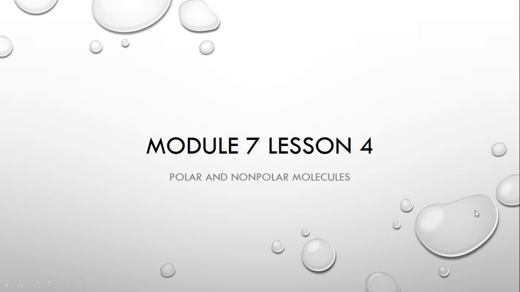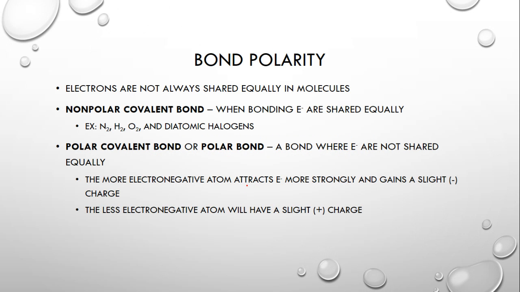This is Module 7, Lesson 4. We are now going to continue to work with our covalent molecules that we've been drawing to talk about polar and nonpolar molecules. Okay, here's the deal. Electrons are not always shared equally in molecules.